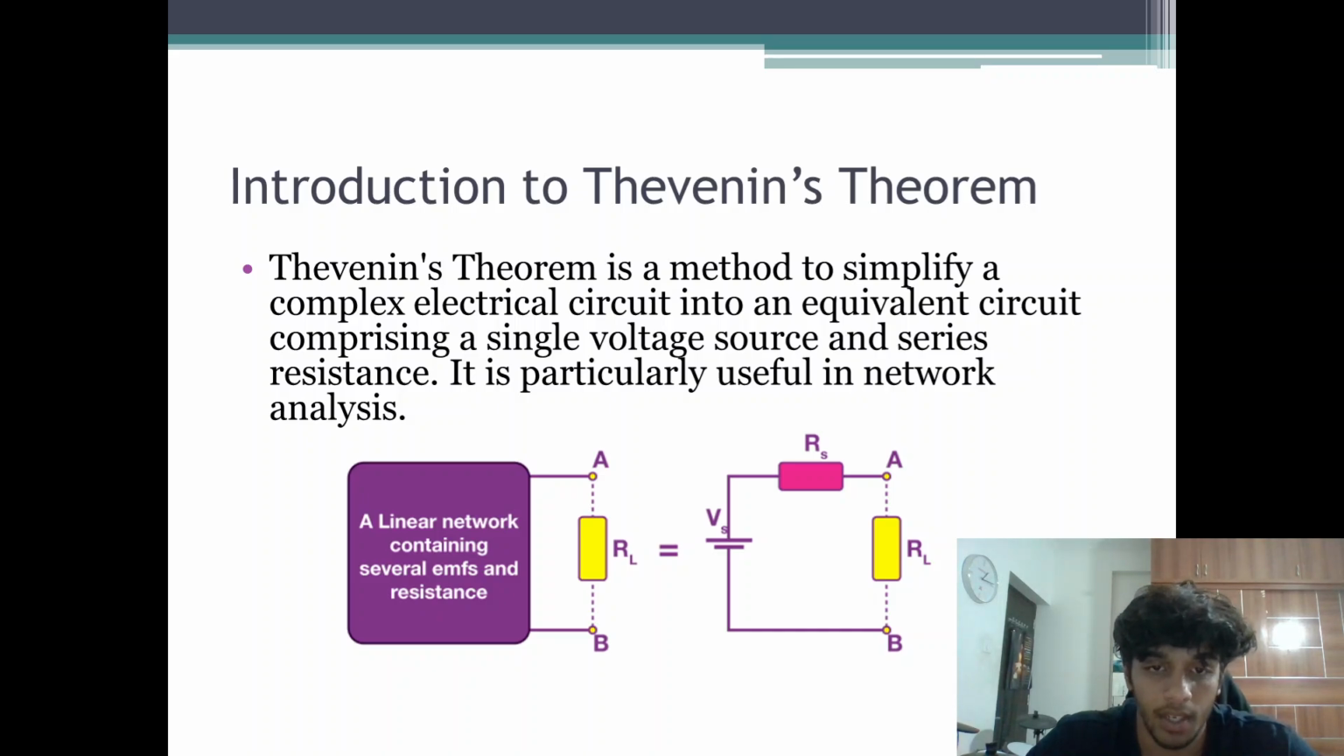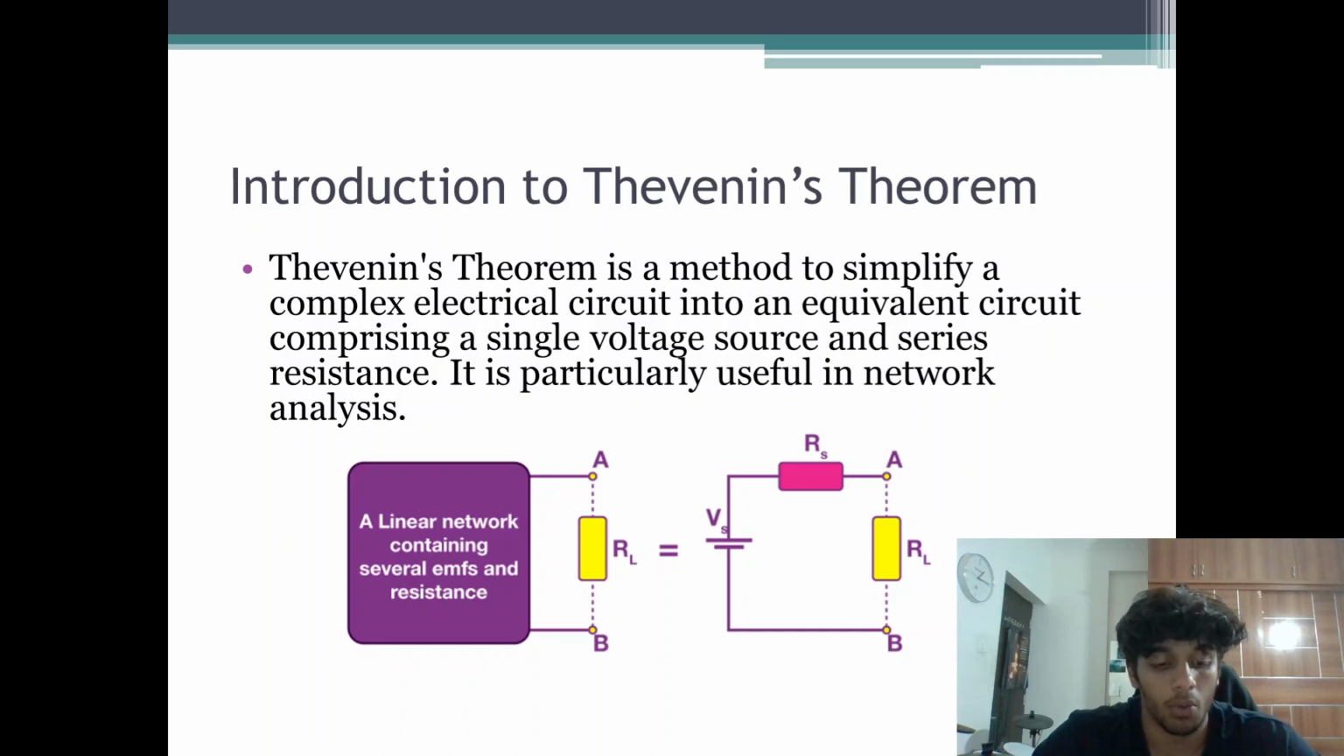So let me tell you the statement right away. Thevenin's theorem states that any linear electrical circuit can be replaced by an equivalent circuit containing a single voltage source called the Thevenin voltage in series with a single resistance called the Thevenin resistance. Thevenin's voltage is represented by VTH, and Thevenin's resistance is represented by RTH.